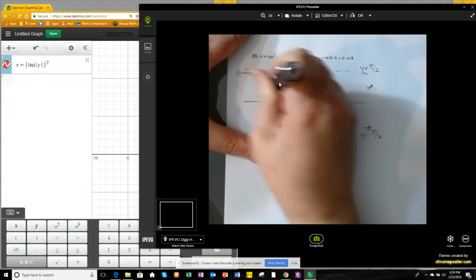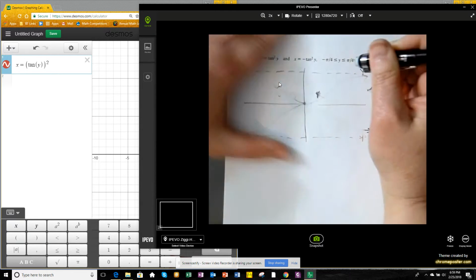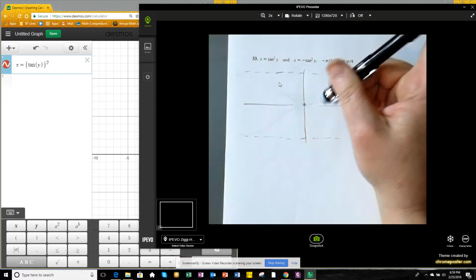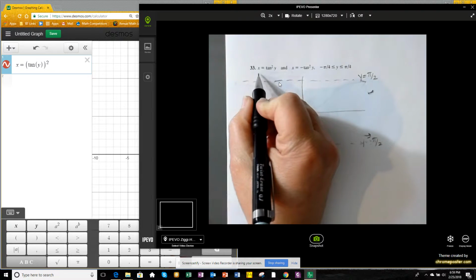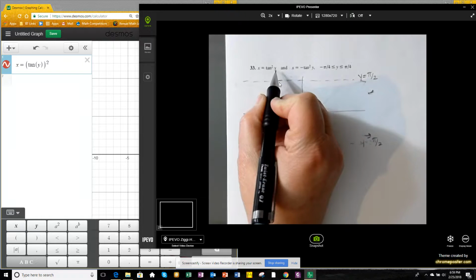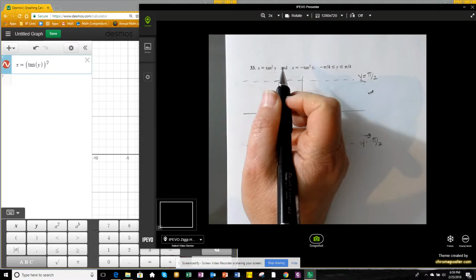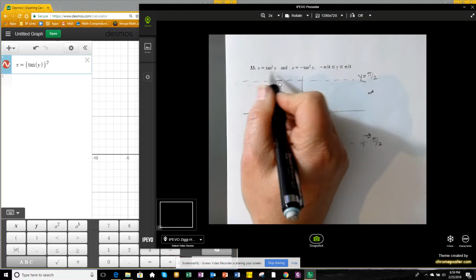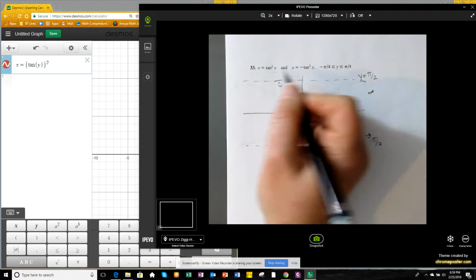The x's are always positive. I got it backwards. I thought the y's were always positive. Now, what do I mean by that? I was thinking of it as y equals tangent squared x, which means the y's are always positive. But in this case, it's the x's that are always positive.